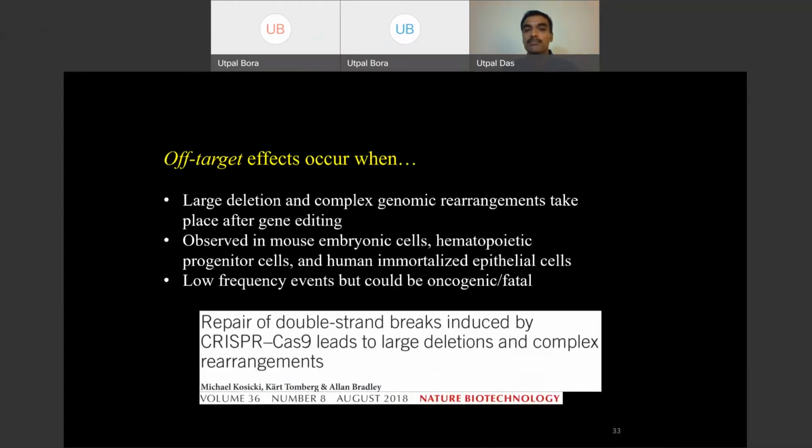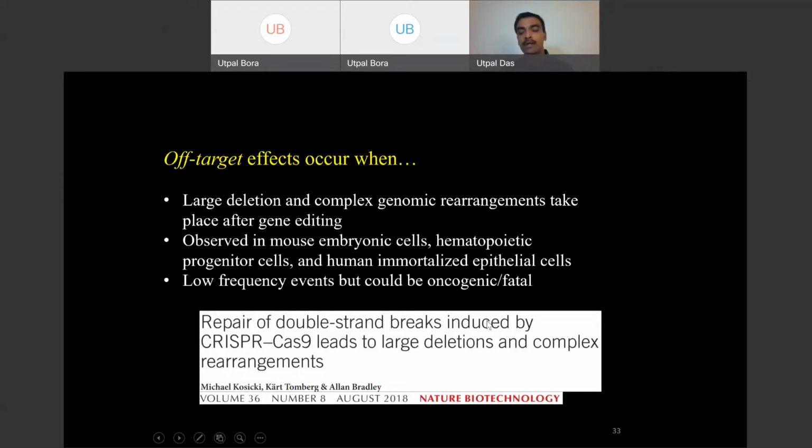Then sometimes, as I mentioned in our own case, first-hand experience, we do see large deletions or rearrangements of chromosomes when we do this kind of genome editing, either TALEN or CRISPR, it doesn't matter which, but we do see this kind of deletion and complex genomic rearrangement.